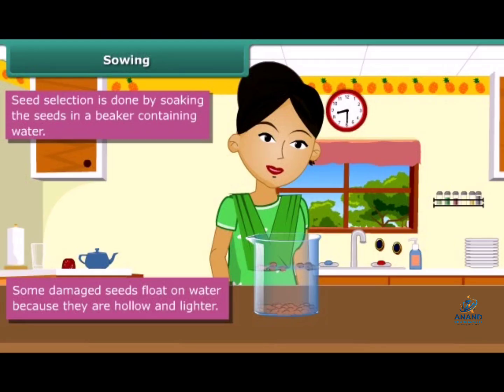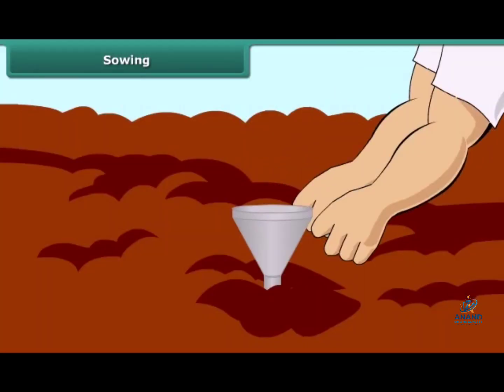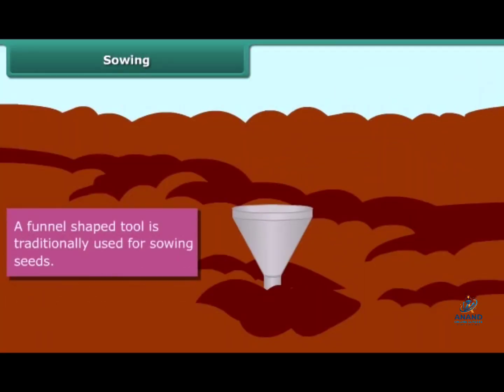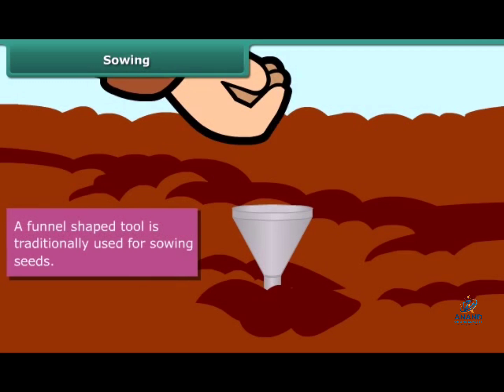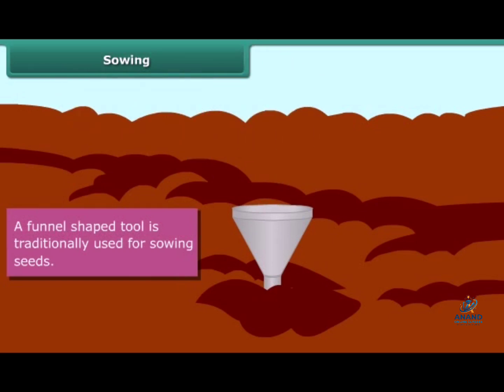Now let us see what tools are used for sowing seeds. Look at this farmer. He has a funnel-shaped tool for sowing seeds. Observe closely. What is he doing with this tool? Yes, he is filling seeds into the funnel and passing them down through the sharp ends of the pipe to get them seeded in the soil. This is a traditional method and very easy.